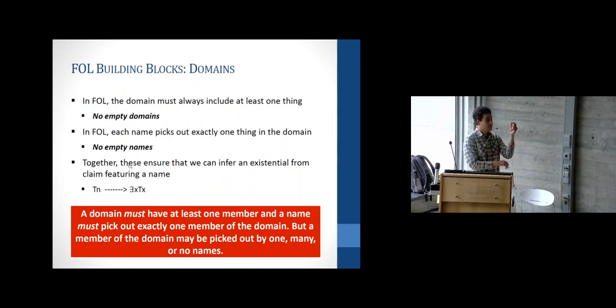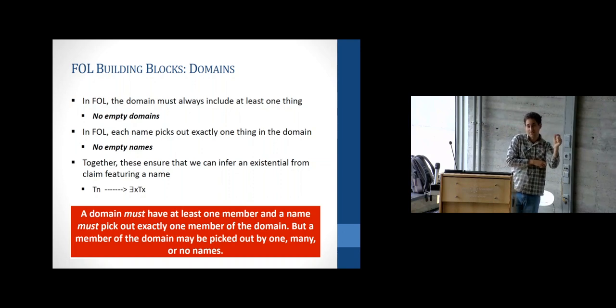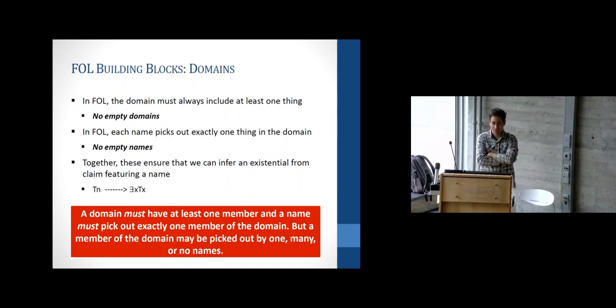So a domain must have at least one member, and a name must pick out exactly one member of the domain, but a member of the domain might be picked out by one, many, or no names. So it's still possible that we have something in a domain that doesn't have a name. But if something has a name, then it has a particular name.